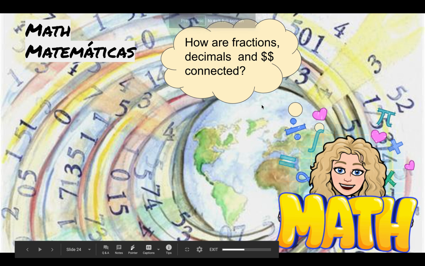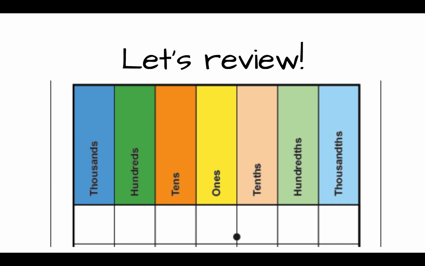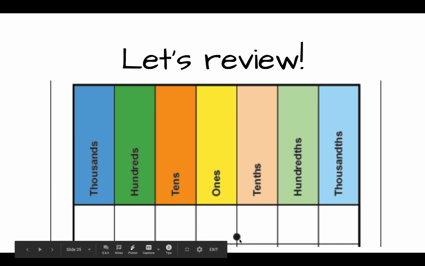To learn how fractions, decimals, and money are connected. So we have been reviewing place value. That means when you put a number in a certain place, what is it? If you have a 7 way over here, you have 7,000. If you have a 7 over here, you have 7/10.